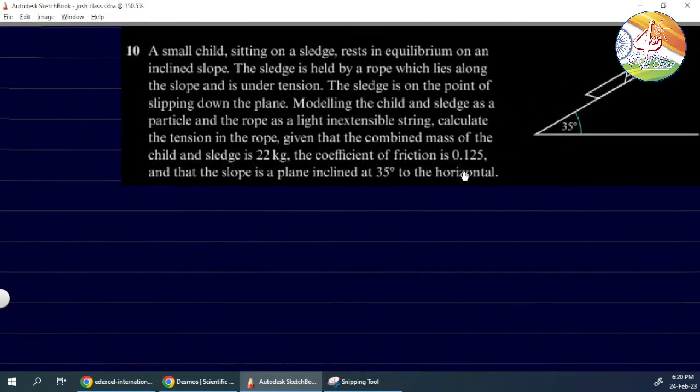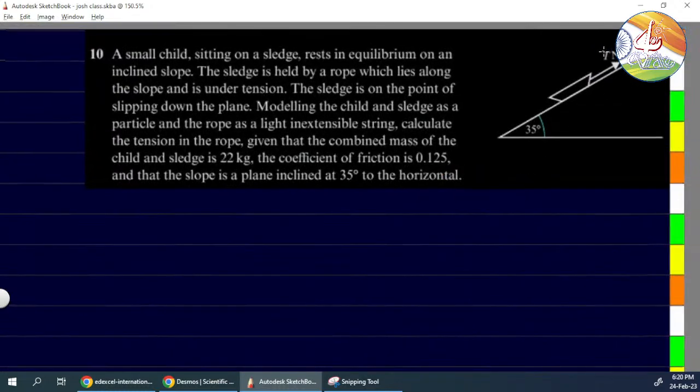So a small child sitting on a sledge rests in equilibrium on an inclined slope. The sledge is held by a rope which lies along the slope and is under tension. So we have a rope here which is pulling the sledge backwards, and it is under tension. The sledge is on the point of slipping down the plane, which means it is trying to move down the plane.